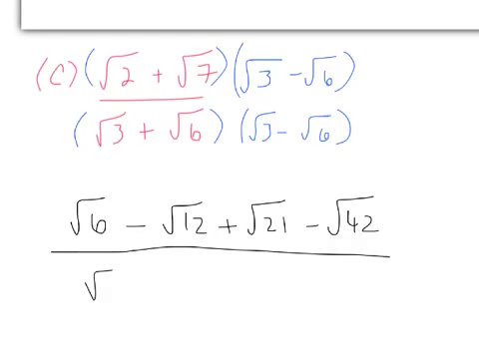First is going to give me radical 9, and then the outer and inner are going to cancel because we're going to have radical 18 and negative radical 18. And then the last is going to give me minus radical 36.